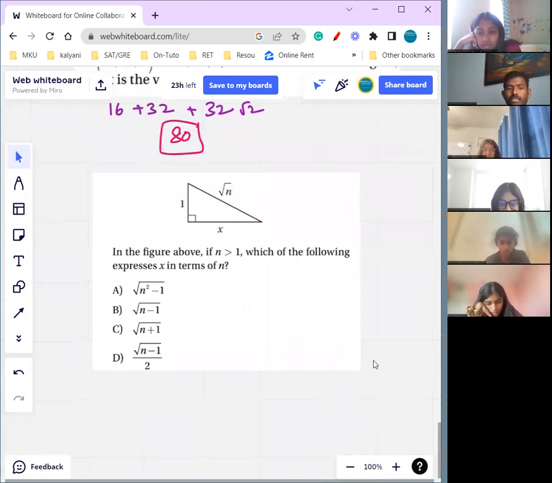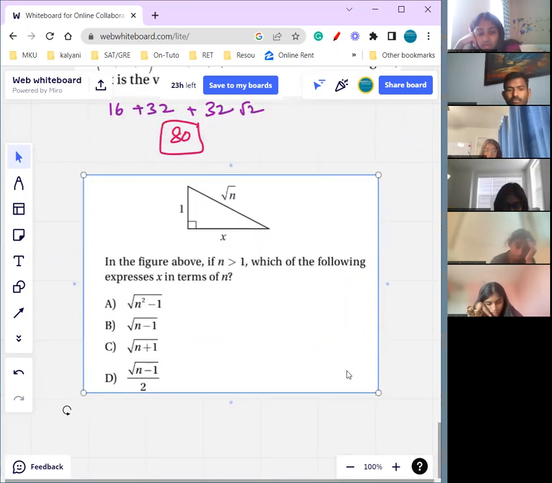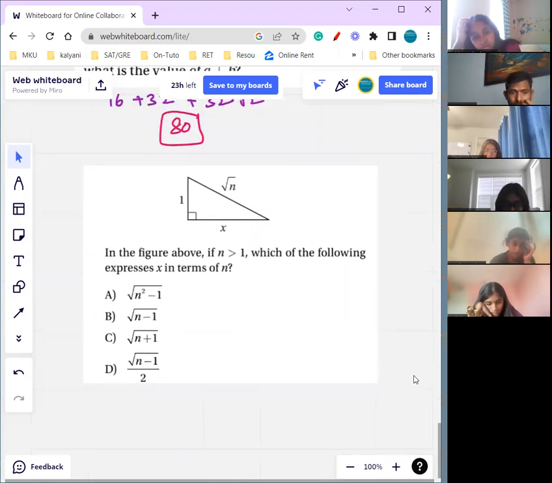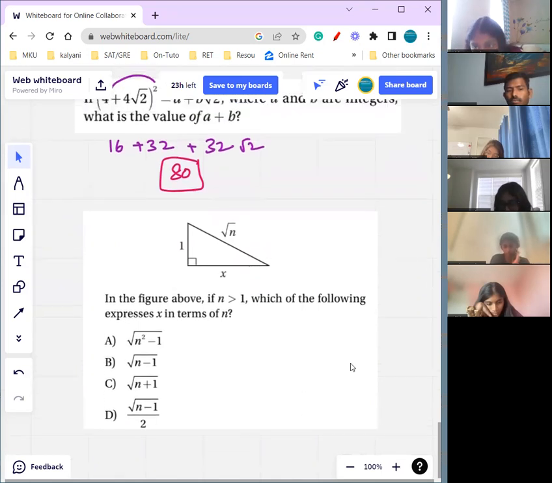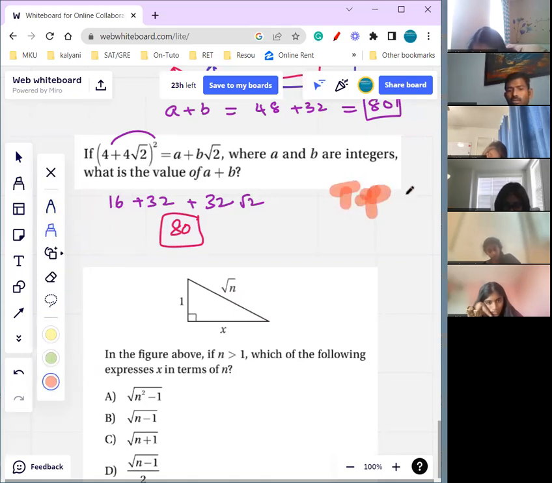All right, let's see. Sudesh, can you please read this one for us? Yeah, in the figure above, if n is greater than 1, which of the following expresses x in terms of n? So we're finding the x value in terms of n, okay? So it is a right triangle. Whenever it's a right triangle, your brain should go automatically to the Pythagorean theorem, okay? So always remember.